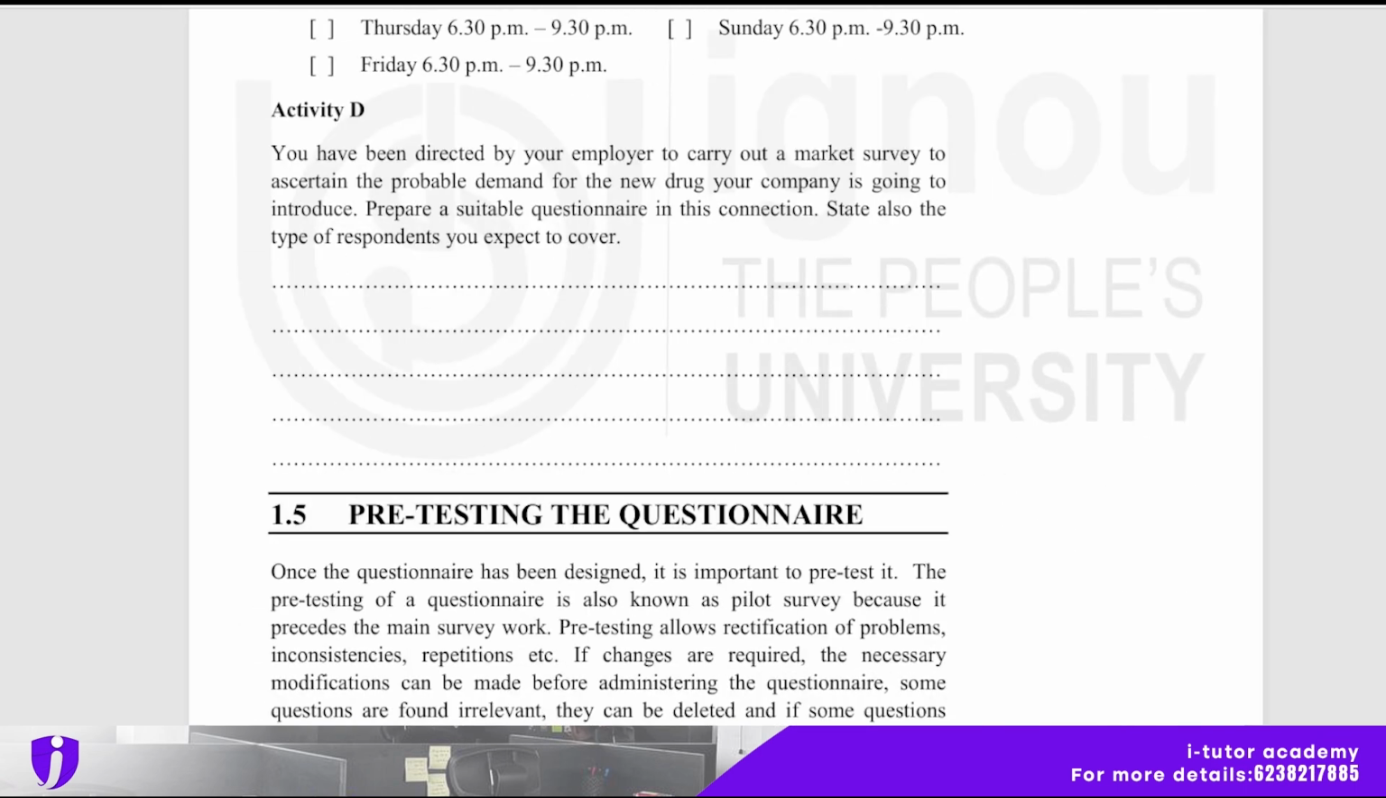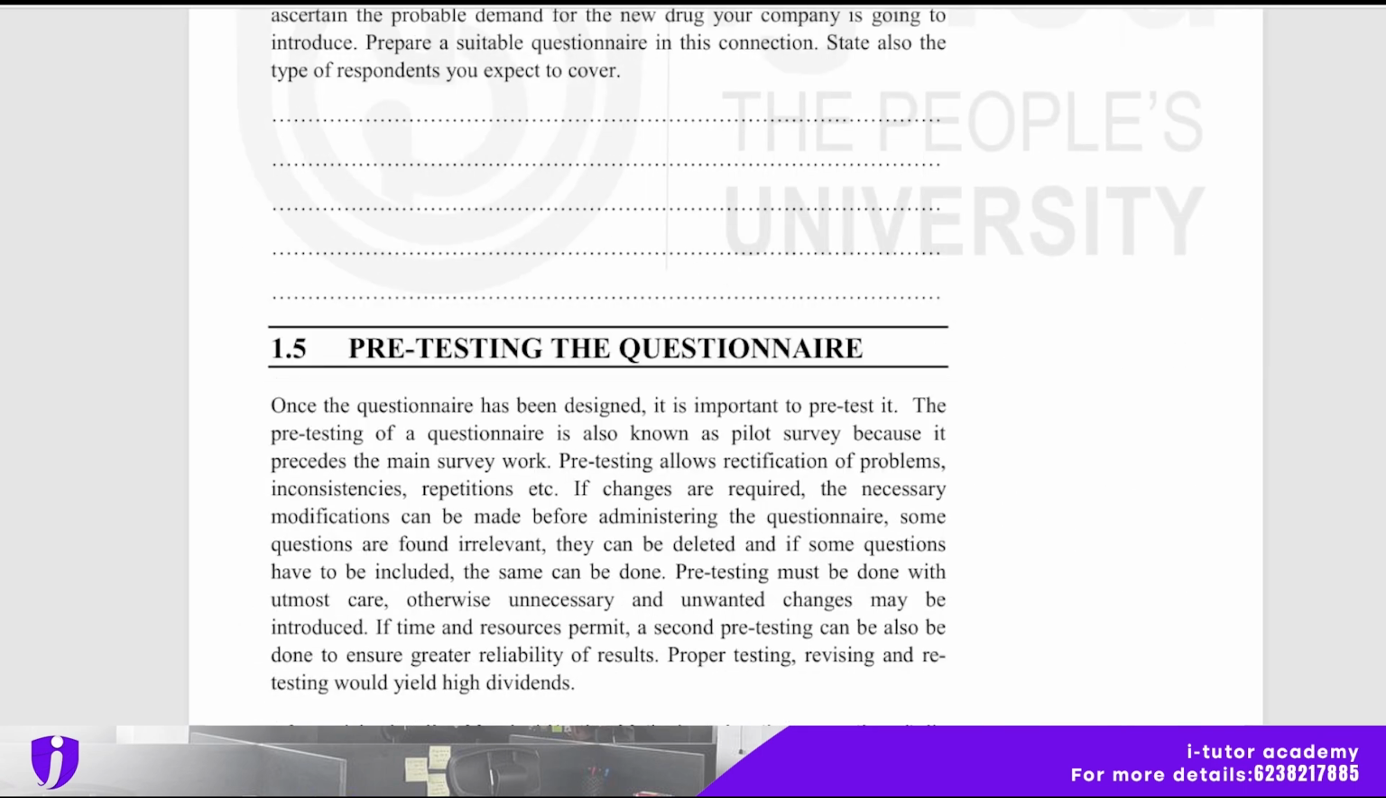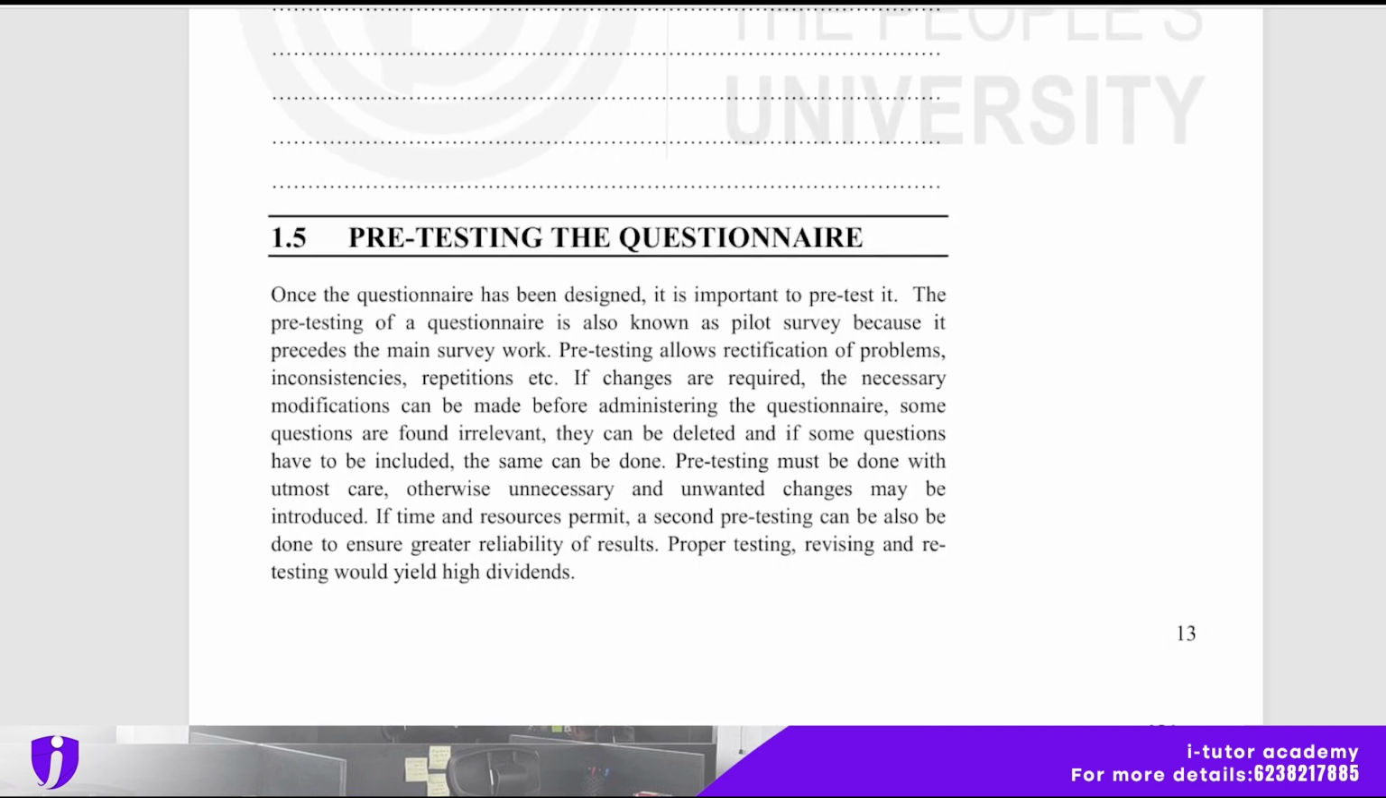The next one is pre-testing the questionnaire. Once the questionnaire has been designed, it is important to pre-test it. The pre-testing of a questionnaire is also known as a pilot survey because it precedes the main survey work. Pre-testing allows rectification of problems, inconsistencies, repetition, etc. If changes are required, the necessary modifications can be made before administering the questionnaire. If some questions are found irrelevant, they can be deleted, and if some questions have to be included, the same can be done. The pre-testing must be done with the utmost care, otherwise unnecessary and unwanted changes may be introduced.